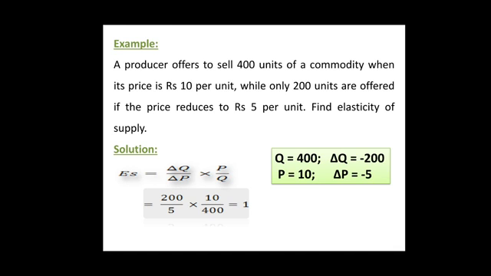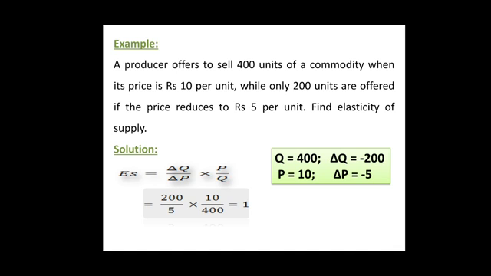So how we can do it? First, write the formula of elasticity of supply, which is elasticity of supply is equal to del Q divided by del P into P divided by Q. Del Q, that is change in quantity supplied, which is equal to Q1 minus Q. Q1 is 200, that is the quantity supplied after the change in price, and Q is the initial quantity supplied, which is 400. So 200 minus 400 is equal to minus 200. So del Q here is minus 200.